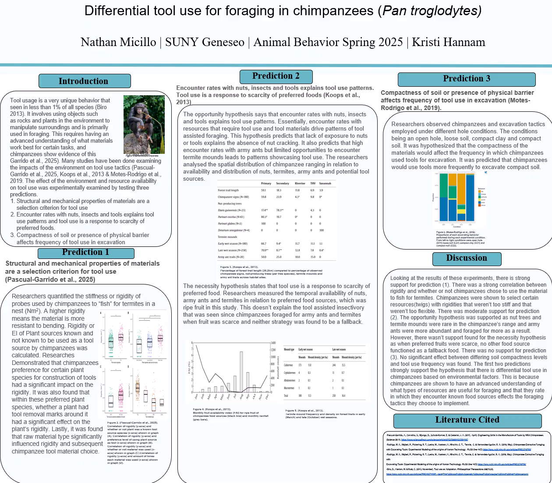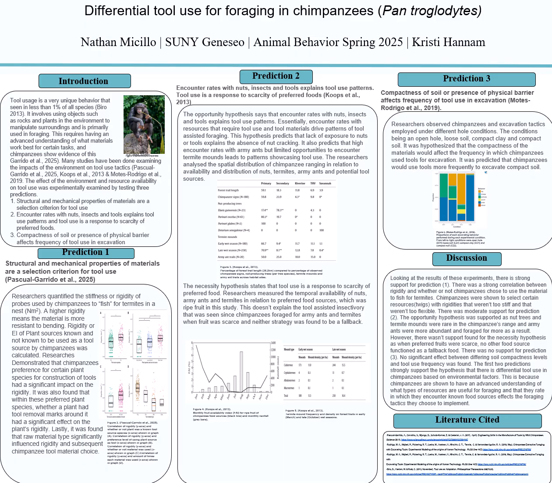of this. Many studies have been done examining the impacts of the environment on tool use tactics, including the studies that I'm going to be highlighting here. The effect of the environment and resource availability on tool use was experimentally examined by testing these three predictions. Starting with prediction 1, we're going to be looking at whether structural and mechanical properties of materials are a selection criteria for tool use within the chimpanzees.